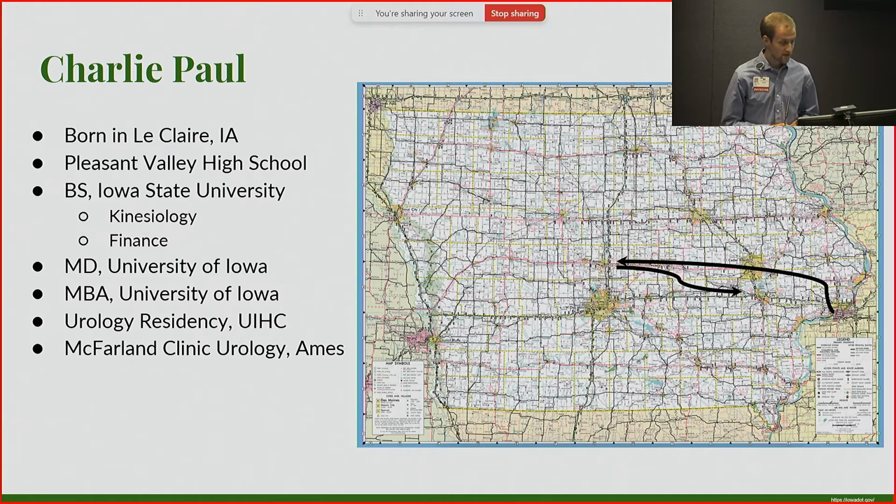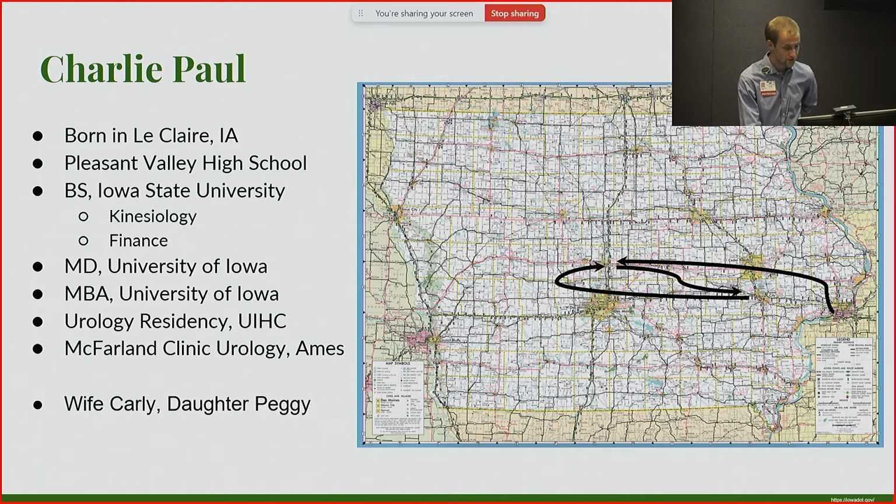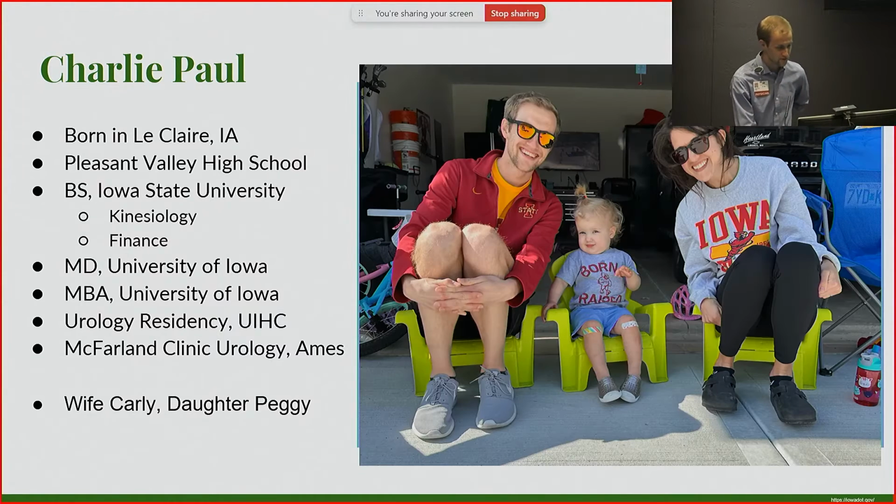And so if there's one thing that they did not beat out of me in Iowa City, that is my love of the Cyclones. And so I was very happy to return back to Ames a little over a year ago and set up shop here. It's been a great year so far. I think I've met a lot of you, but certainly for those that I haven't, feel free to introduce yourself at some point. On a personal front, I have a lovely wife, Carly, and a daughter, Peggy, who's about 2.5.